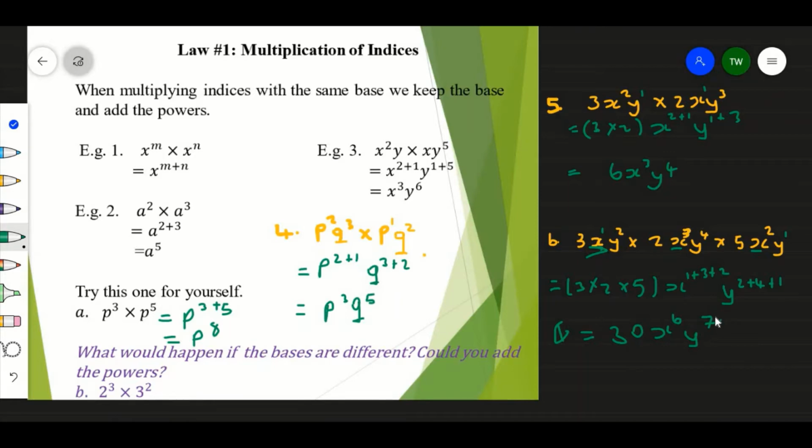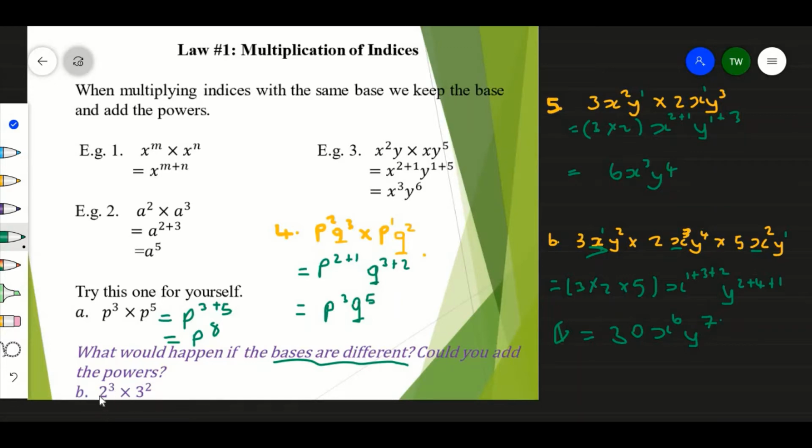Which brings me to this question here. What would happen if the bases are different? Could you add the powers? No. So the answer is no. Reason being, the bases are different. So if the bases are different, we cannot just add the powers.